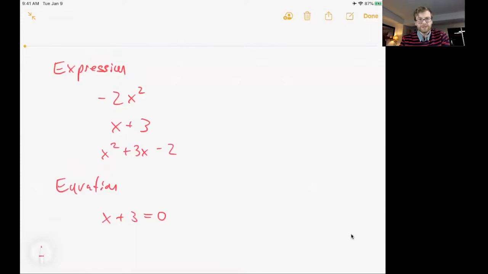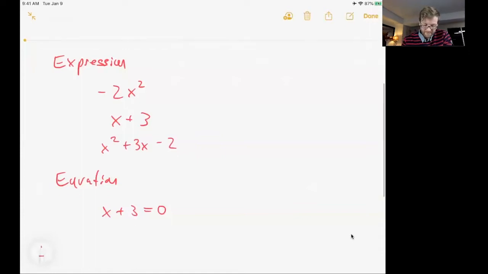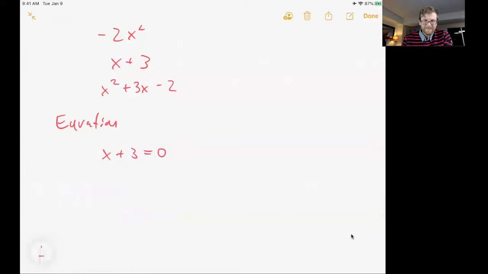And this equation, that claims that these two expressions are equal to each other, it has a value of x for which it's true. If x was equal to negative 3, then this equation would be true, right? But that's not always true of all equations.